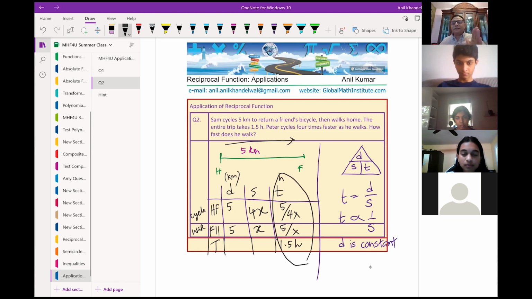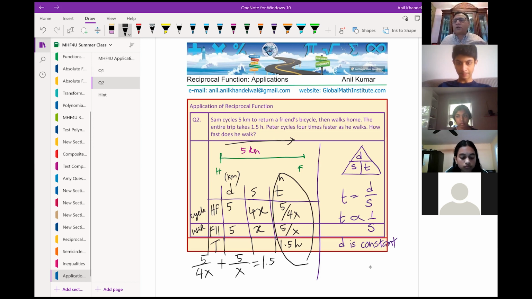So we have seen the time from home to friend's house is 5 over 4x, and returning is 5 over x. Total time is 1.5, right? So the sum of these two times, 5 over 4x plus 5 over x, should be equal to 1.5. Is that clear? Simple as that. It's like a simple distance-time equation which you have been working on earlier.